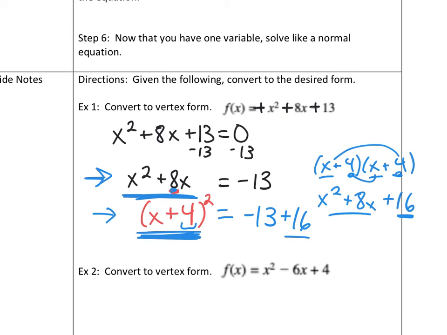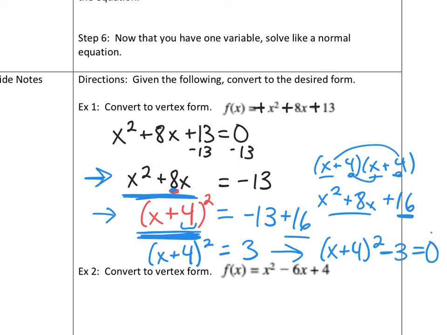So what is negative 13 plus 16? On the right side. Just 3. Okay? And the only thing left to do, if we go back to when we started graphing these, the very first problem that we did today, it was in vertex form, which is what this is. But everything has to be on one side, so I just need to subtract that 3 back over. And that's going to be my answer.